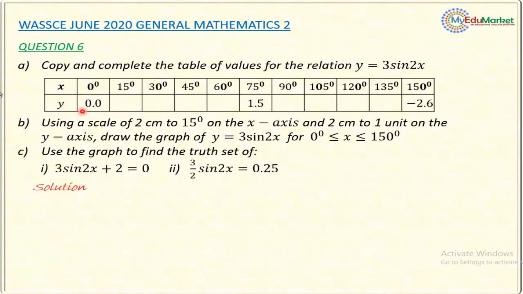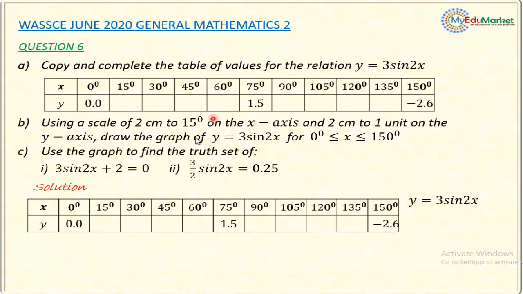The first question is question number A, in which I am requested to copy this table and complete it. Completing this table means where the corresponding values of y are missing, I need to find them. So let me copy the table as it is. This is the table given, I copied it. So the missing values of y, I need to find them.